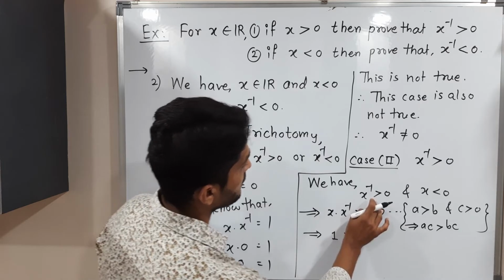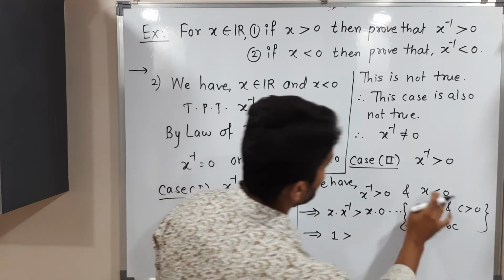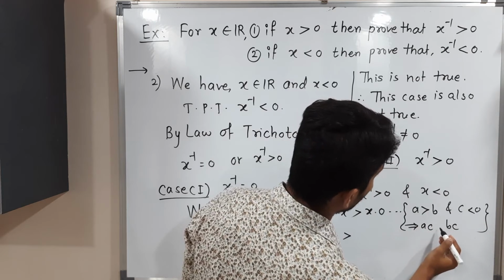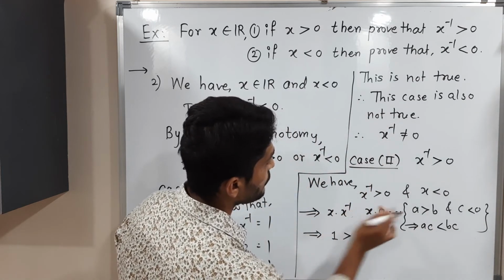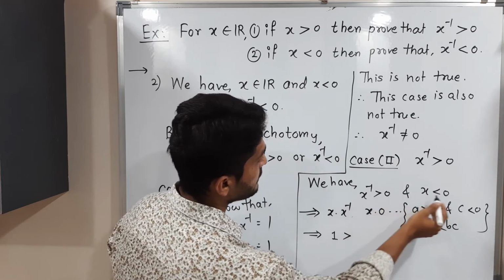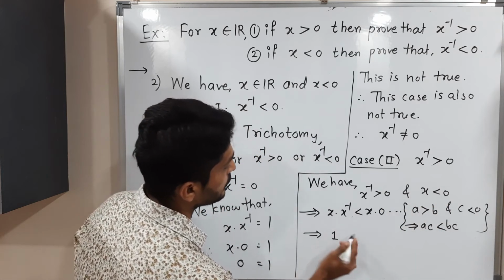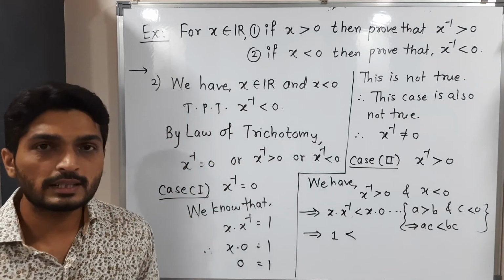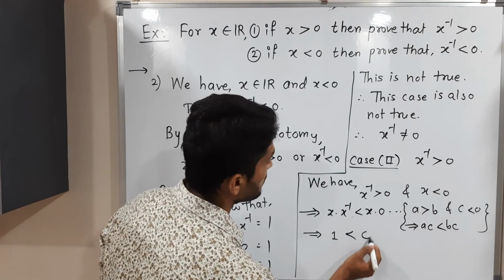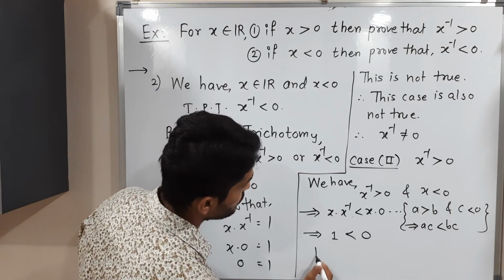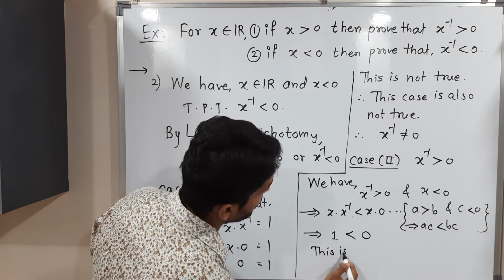Here x inverse is greater than 0, and we are multiplying by x, which is negative, so the inequality will get changed. So this becomes less than, and you know that 0 into anything is 0. So 1 is less than 0, which is not possible. This is wrong.